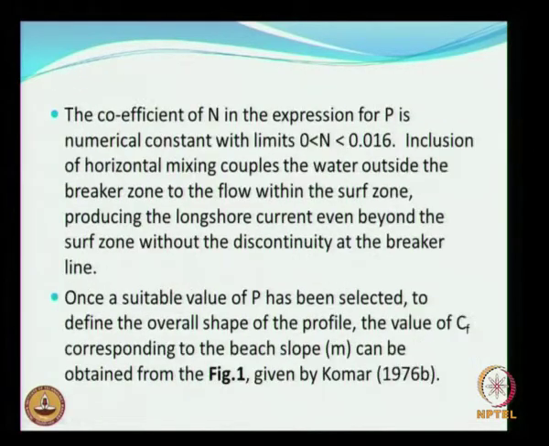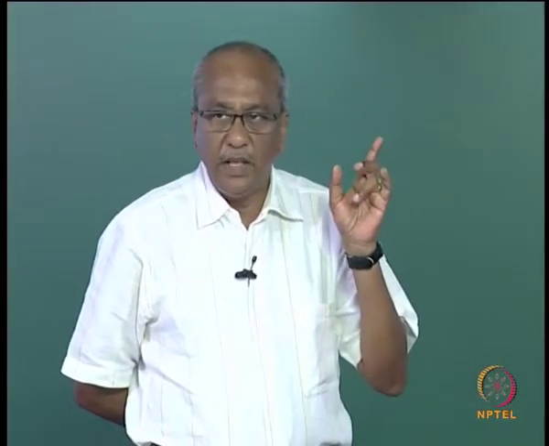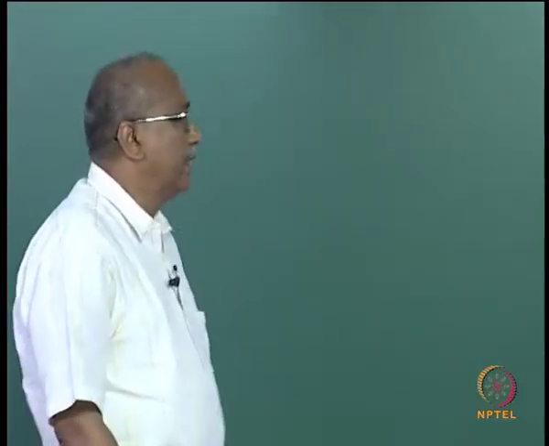So the value of the current at x equal to 0.5 will agree with the value obtained by equations 1 and 2, at least at the mid surf zone. We will come back to the mean velocity, maximum velocity, etc. later with the help of a few more slides. I will again explain this later.